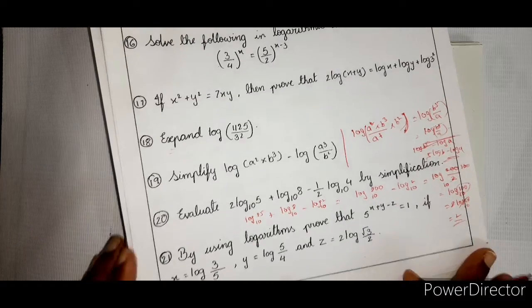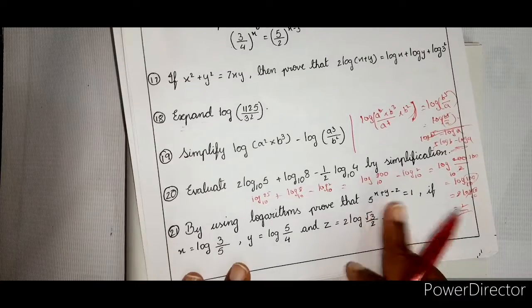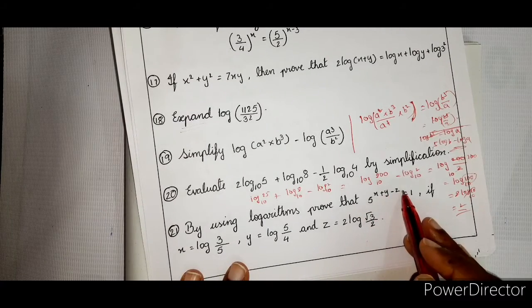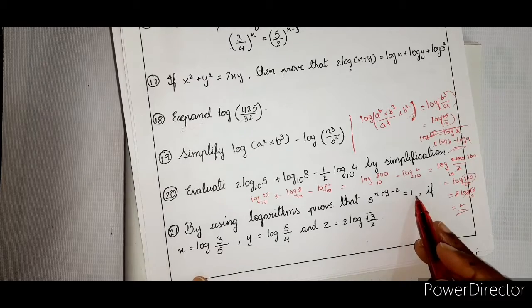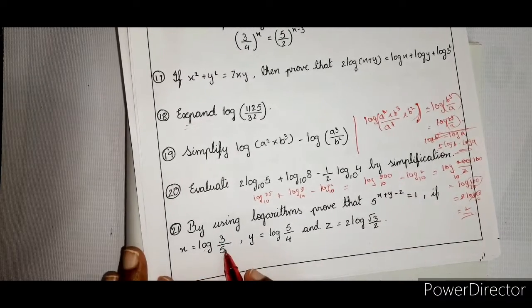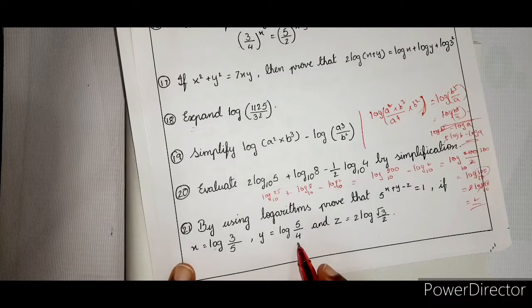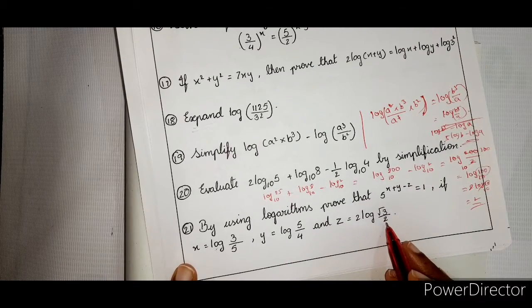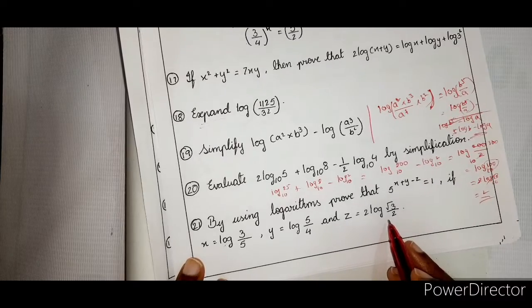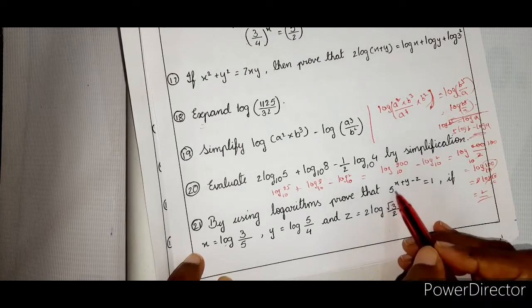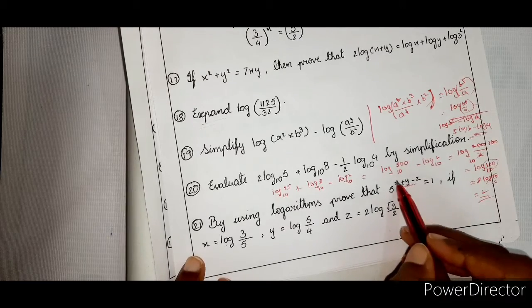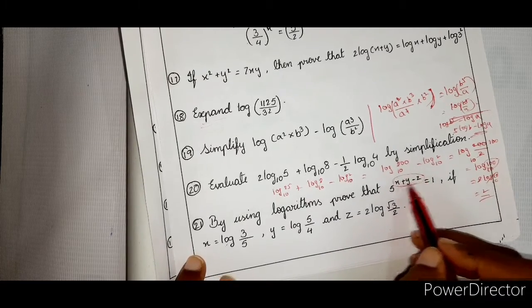Next one. By using logarithms, prove that 5 power x plus y minus z is equal to 1 if x is equal to log 3 by 5, y is equal to log 5 by 4, z is equal to 2 log root 3 by 2. Let us see how it is. So now we have to find out 5 power x plus y minus z, right? So first of all we will find x plus y minus z.